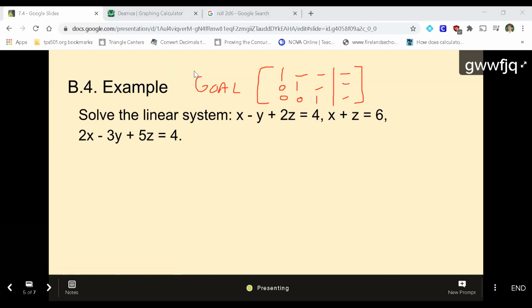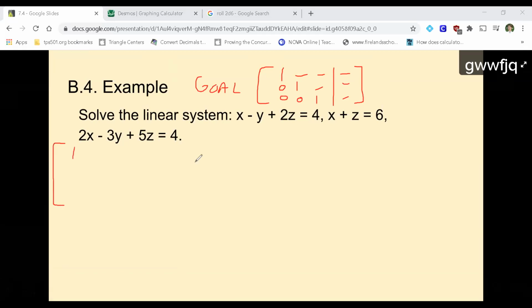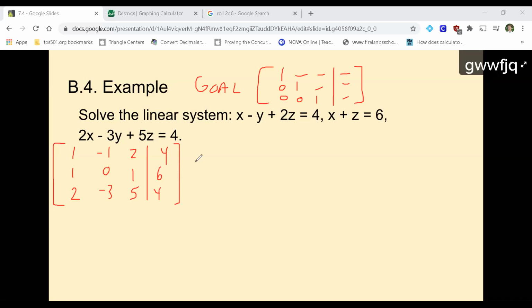So to get started on this one, first thing you'll want to do is change this. 1, -1, 2, 4. 1, 0, 1, 6. 2, -3, 5, 4. All right, can anyone tell me in chat what the first row operation I would do is? Or unmuting is fine too.